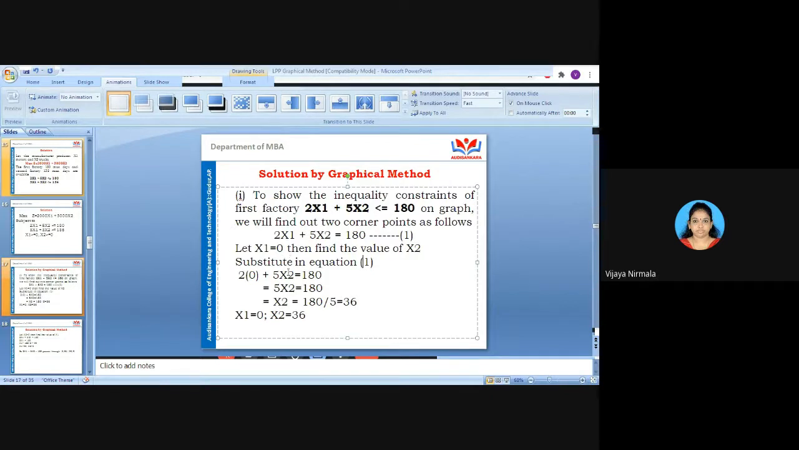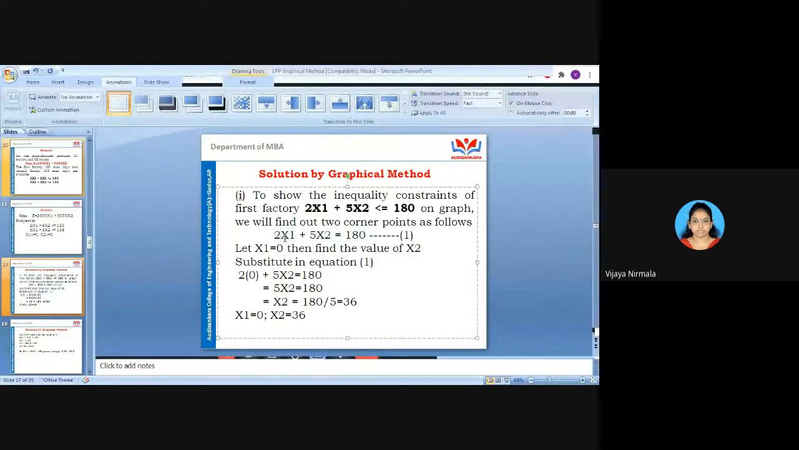Now you need to find the points for this. For this, you take an arbitrary value, let it be 0. First, from this equation, let x1 be equal to 0 and then find the value of x2. So substitute this in equation 1: 2x1 plus 5x2 is equal to 180.